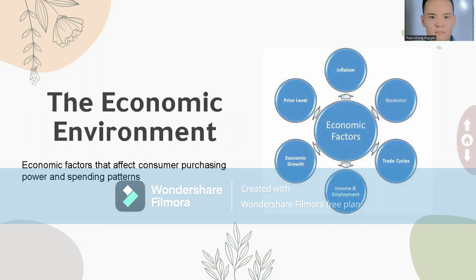The next part will be the economic environment. The economic factors that affect consumer purchasing power and spending patterns. As you already know, economics is closely related to the marketing process. The economic factor consists of about six different parts. First of all, the price level. Second the inflation, and third the recession. Next the trade cycle, and the last two are economic growth and also income and employment.